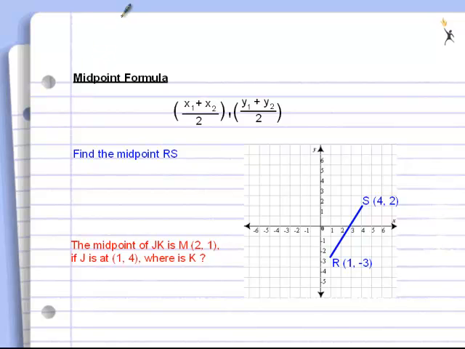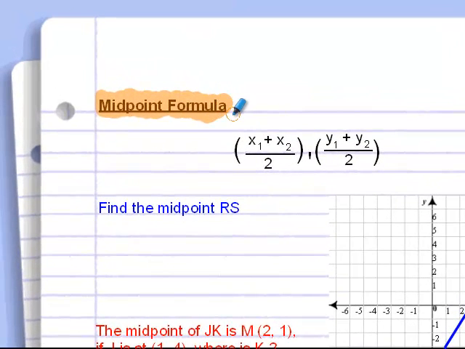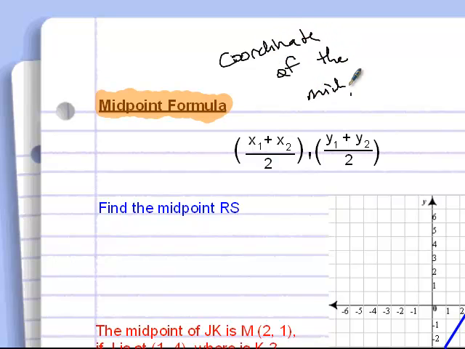So then we move forward into the midpoint formula. And the midpoint formula gives you the coordinate of the midpoint. It gives you the x value and the y value of the midpoint. So let's look at this.